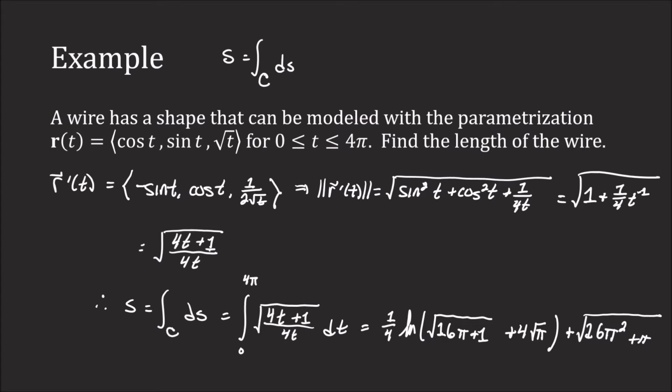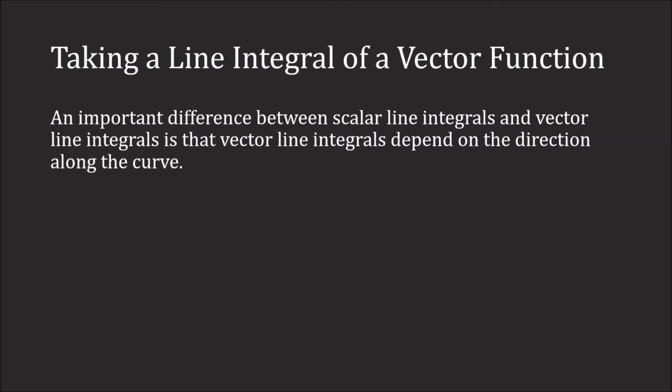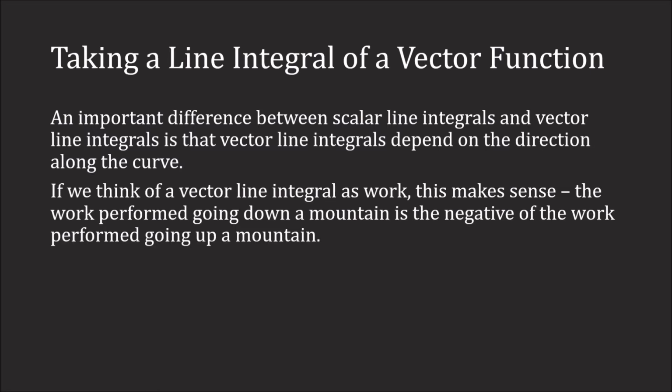Now we look at line integrals of a vector function. An important difference between scalar line integrals and a vector line integral is that the vector line integral depends on the direction along the curve. So if we think of a vector line integral's work, this makes sense. The work performed going down a mountain is the negative of the work performed going up the mountain. It's easier to go down a mountain than it is to go up a mountain.